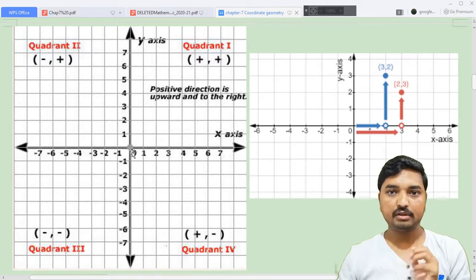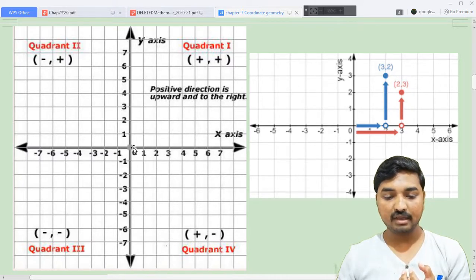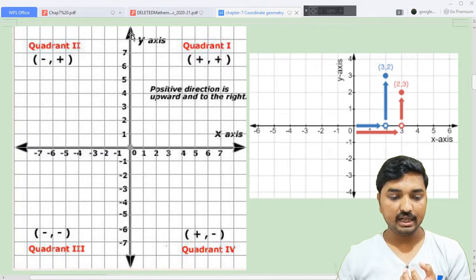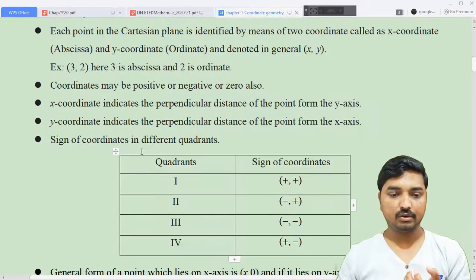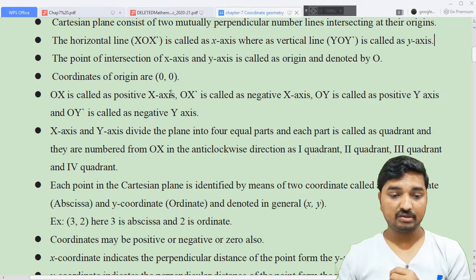Actually it is not mentioned in the figure, so I'm going to convey it to you. It is named O. If you name this point O, then this becomes X, O and then X dash, and this becomes Y, O, Y dash. So the middle portion, the point of intersection, is called the origin, and the coordinates of the origin are 0, 0. I have given this in the next point.